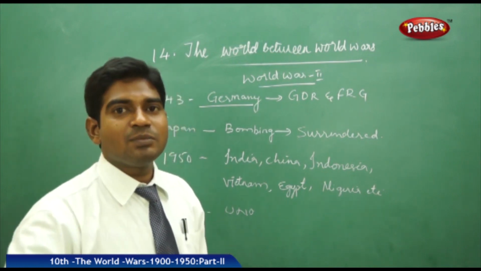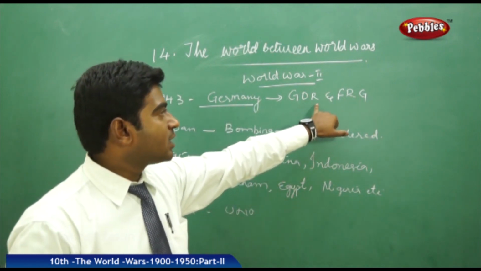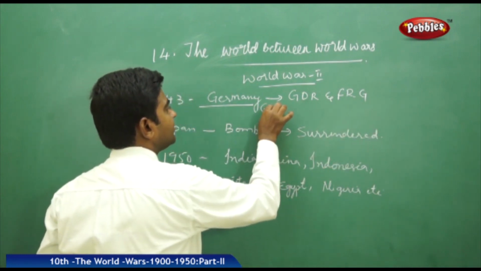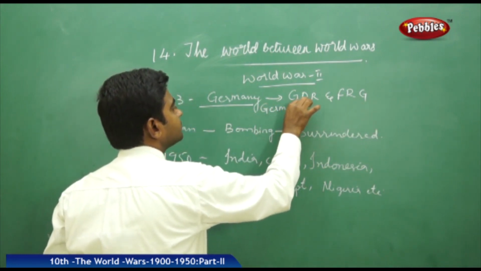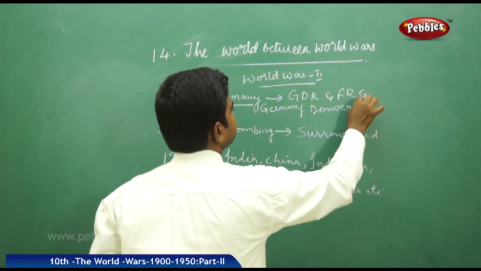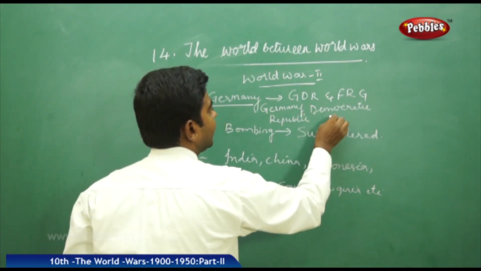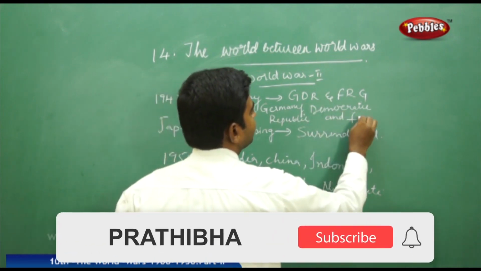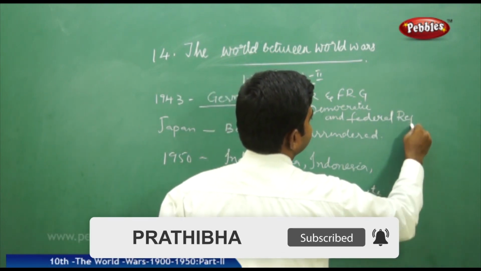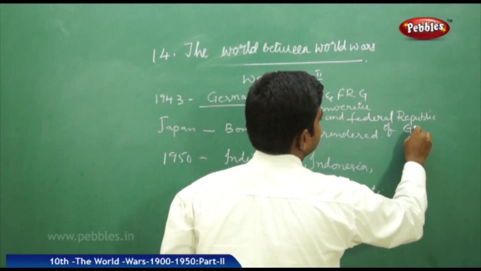And once the Allied armies captured it, they divided Germany into two countries: the German Democratic Republic and the Federal Republic of Germany.